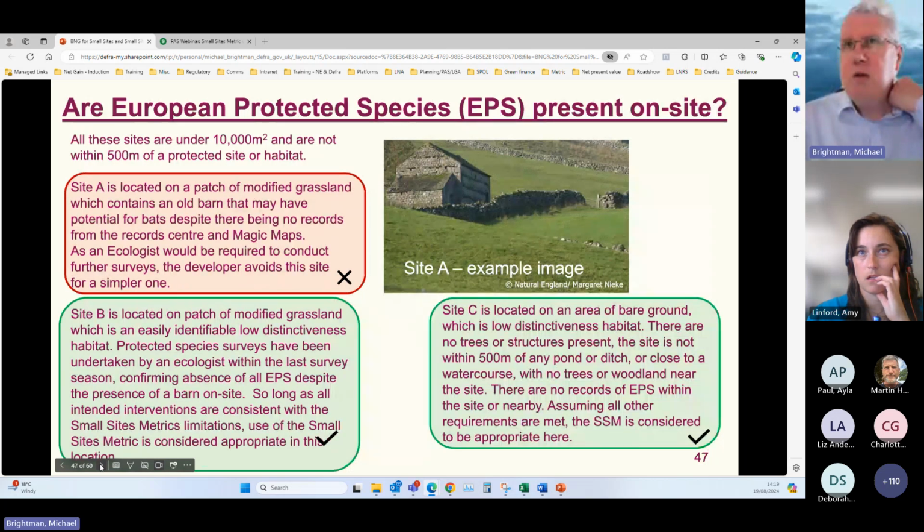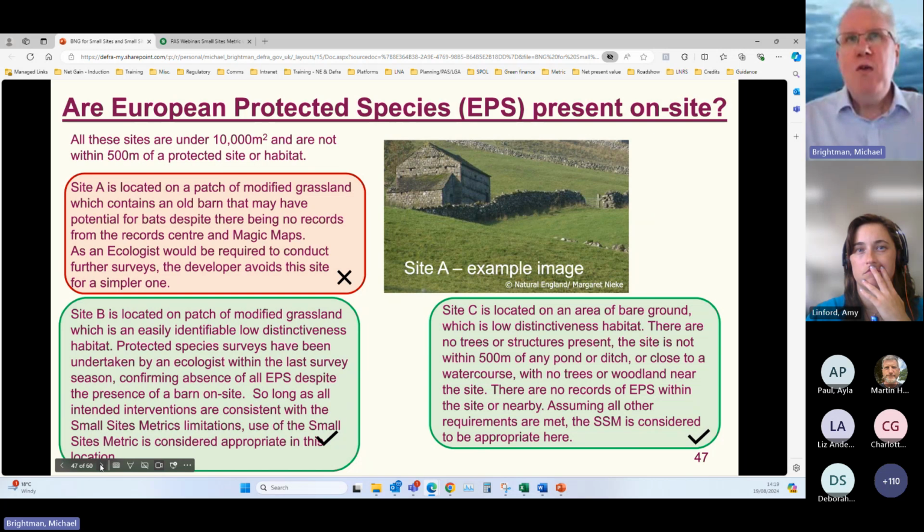We then have to consider whether or not European protected species may be present on site. So we've got 3 examples here, sites A, B and C, where they're all under 10,000 square metres and are not within 500 metres of protected sites. So on that basis, a small sites metric might be appropriate. Site A, though, that we see an example image of on the right, although it's modified grassland, contains an old barn, and therefore there's potential for bats, even if there are no records from the record centre and Magic Maps.